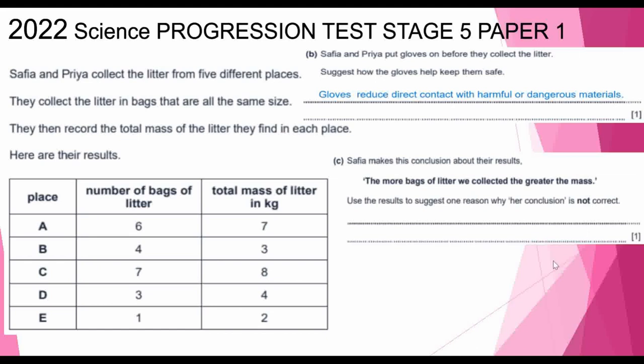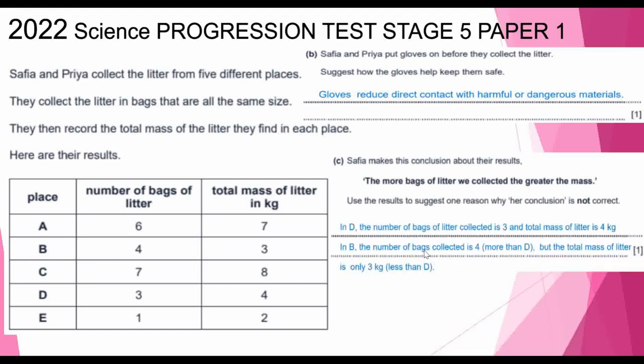So we have got the answer. Let's check it out. Here we go. In D, the number of bags of litter collected is 3 and the total mass of litter is 4 kilograms, while in B, the number of bags collected is 4, which is more than D, but the total mass of litter is only 3 kilograms, which is less than D. Next.